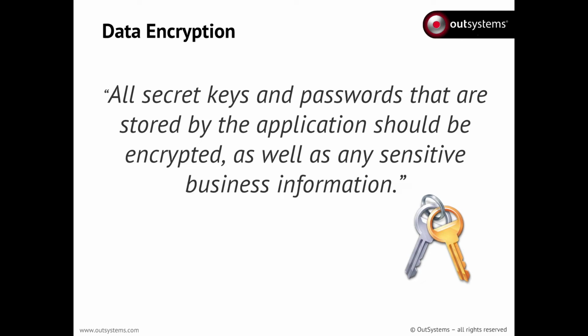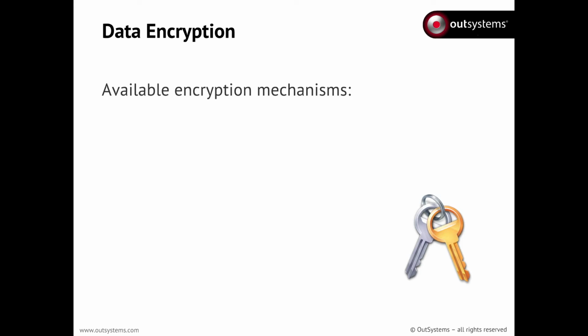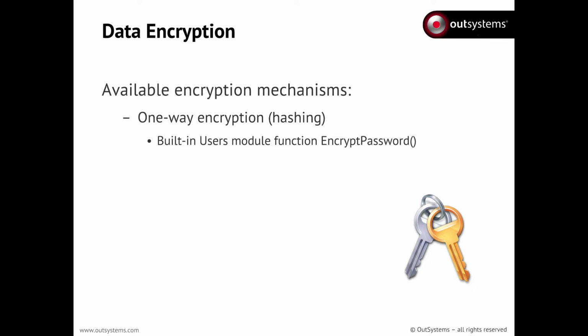So again, depending on the sensitivity of the information that you're trying to encrypt and how difficult you want to make it for a hacker or somebody from your internal corporation to try and steal information, this can be an extra layer of security or not. But if it is interesting, if it is useful, it's there, it's available in the OutSystems platform. There are two main mechanisms available: one-way encryption, and this is available in the built-in user module function, encrypt password, and two-way data encryption, which is available in the Crypto API Forge component.